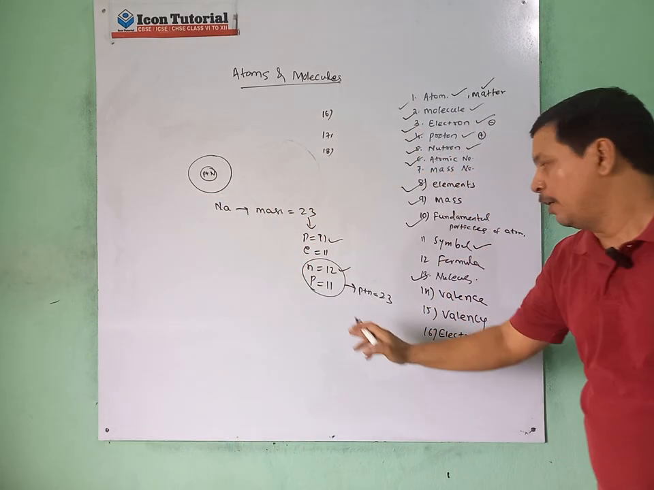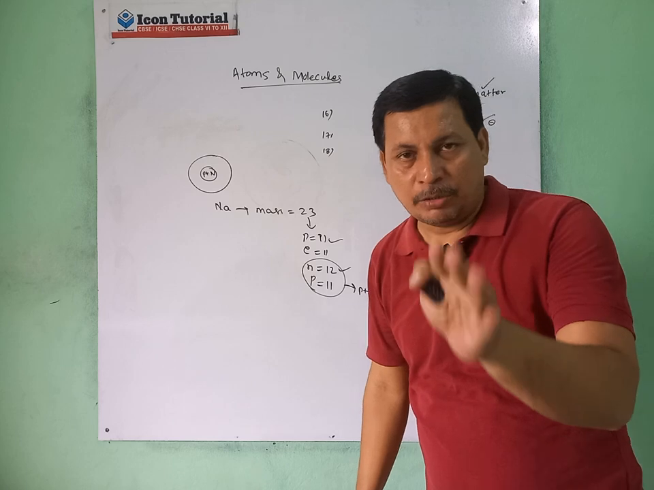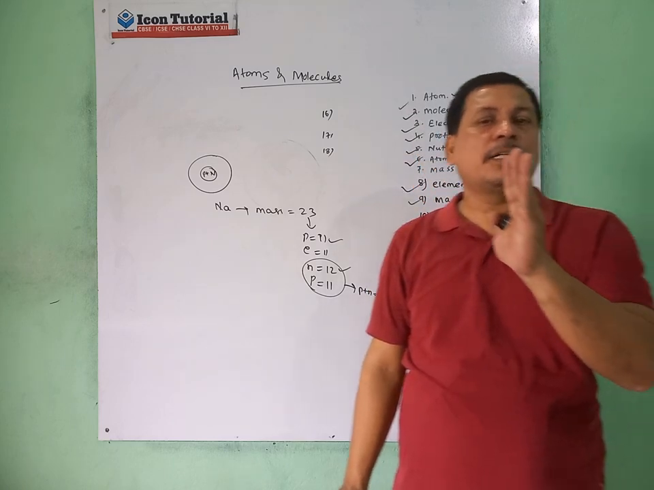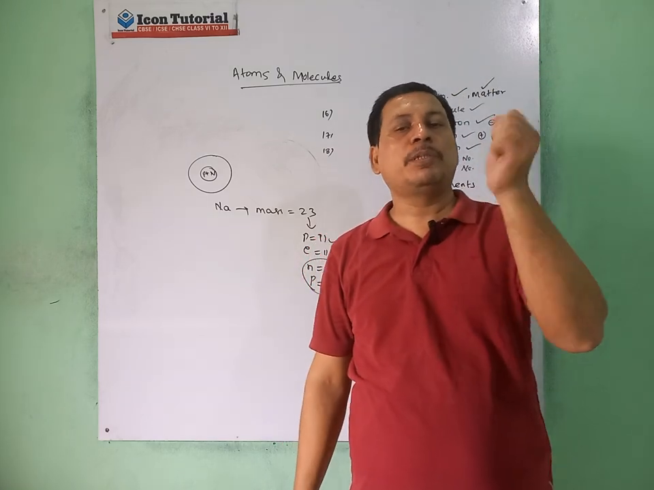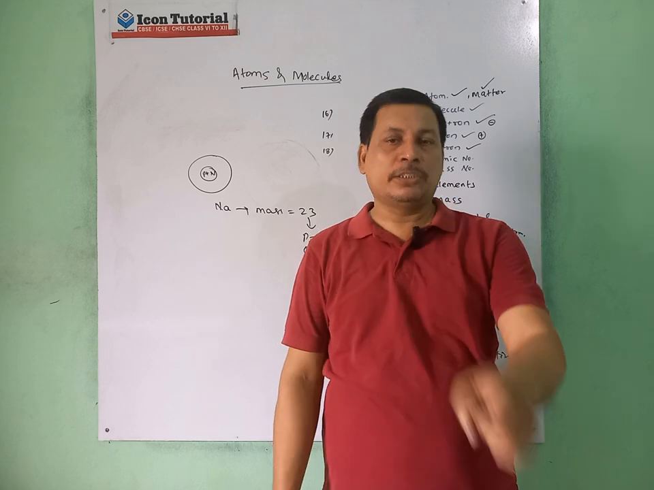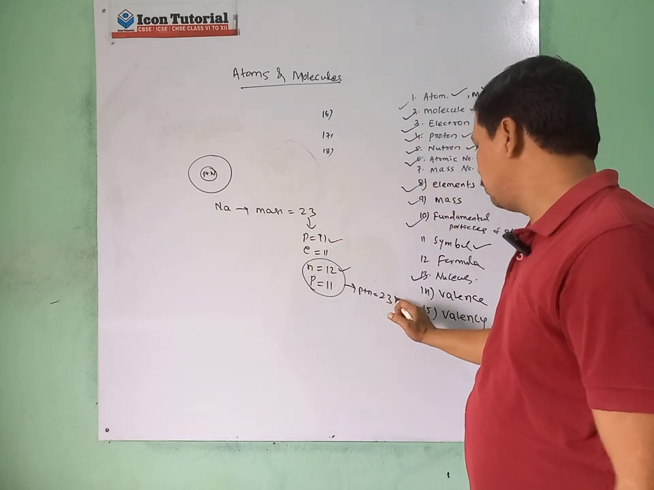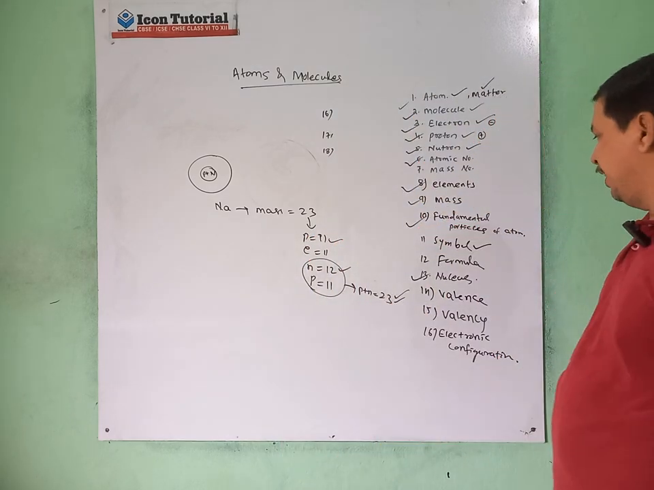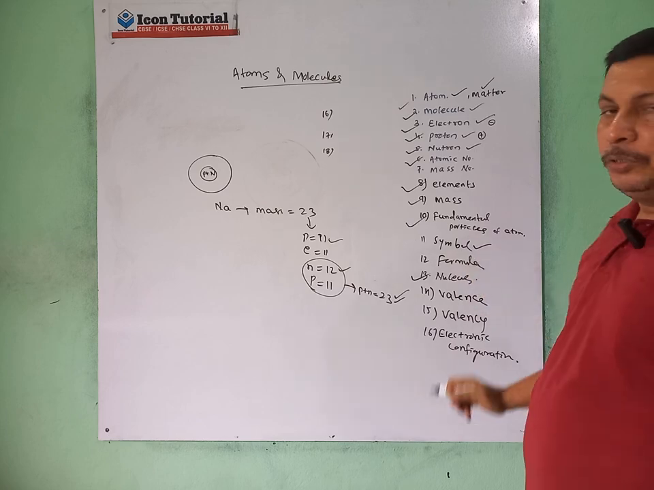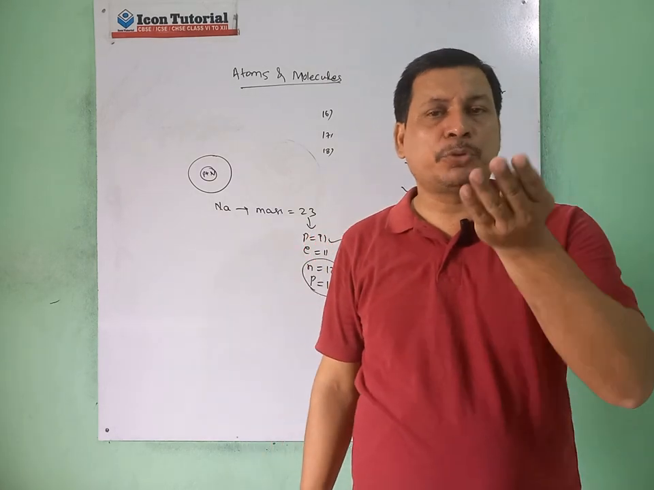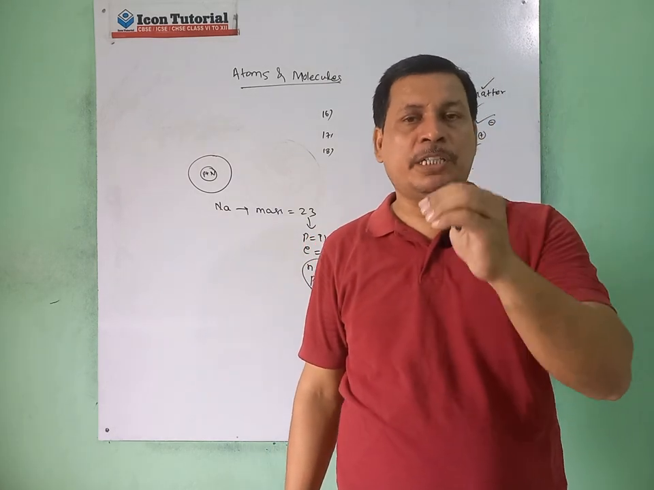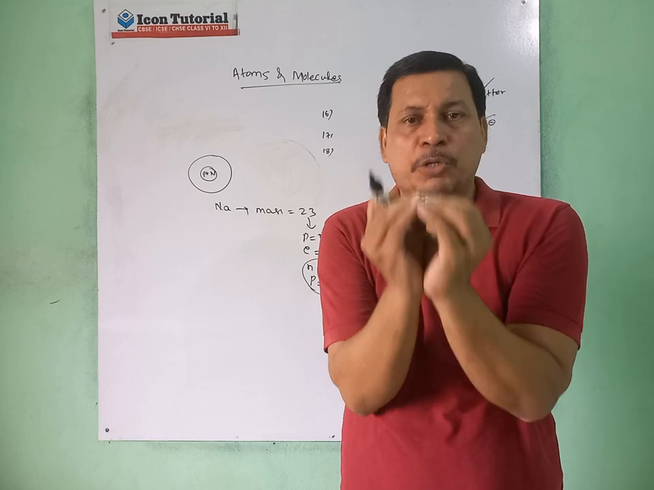Understood? Once again look here. Proton plus neutron is equal to mass number. So the mass of the element means the sum of the proton and neutron together is called mass number. Now proton plus neutron is equal to 23. So I hope you understood what is mass number. Mass number of sodium means how many protons and how many neutrons together. That together acts as nucleus.